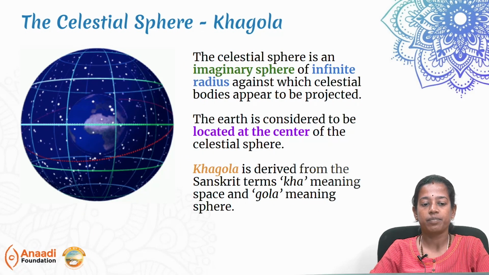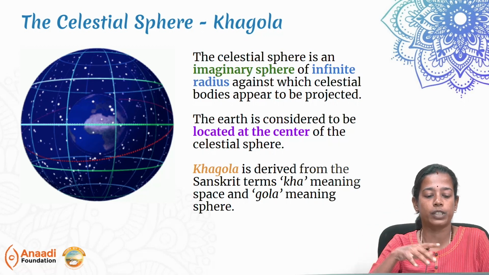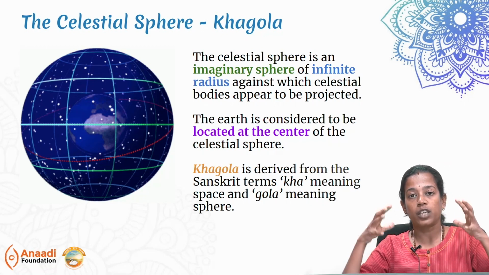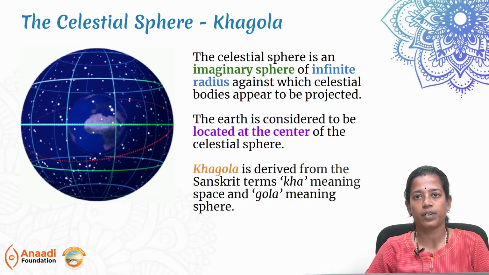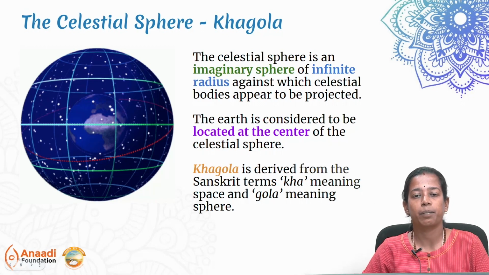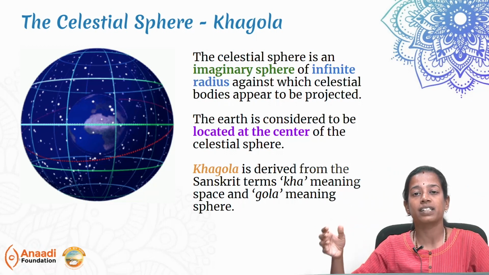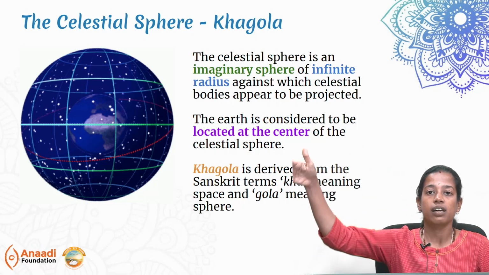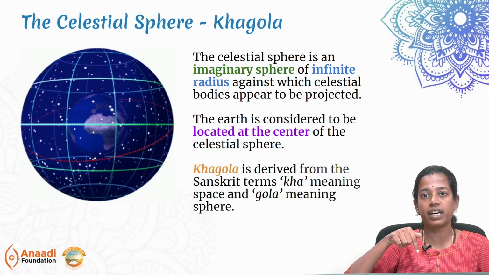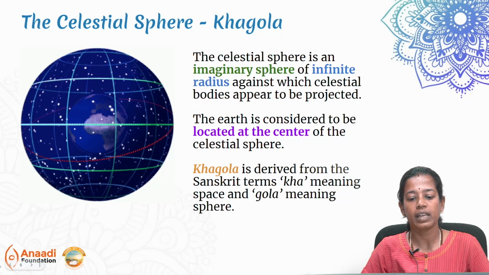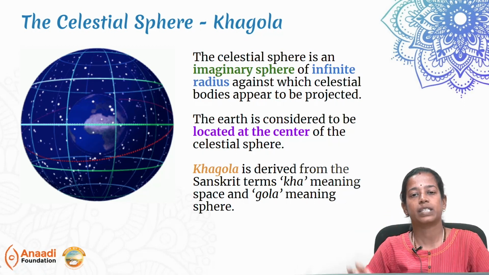So, look at this diagram. If you carefully see, the earth is encapsulated in this big, huge sphere. The huge sphere is of infinite radius, so much bigger than the earth itself. It's an imaginary sphere. Please be mindful of that. This huge sphere is so big that even the distant stars can all be mapped by looking at it from the earth. So, the earth here is considered to be located at the center of the celestial sphere.